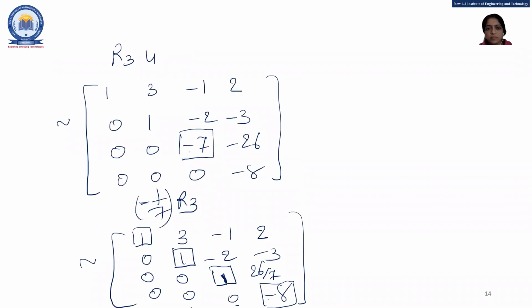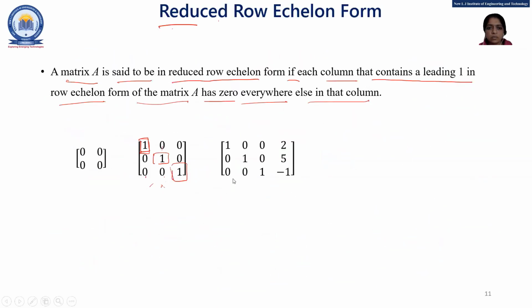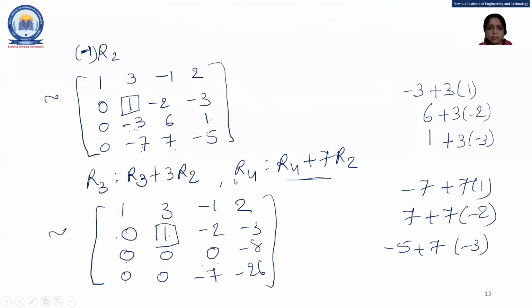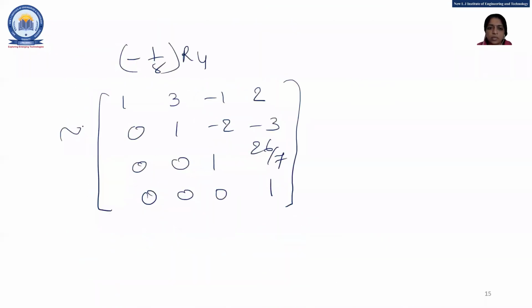Got it, students? This is my question. Find the row echelon form of this matrix. And by doing this, the leading element is 1, all below elements are 0. This is 1, all below elements are 0. For the next column, this one is 1 and the below elements are 0. So this is the row echelon form.